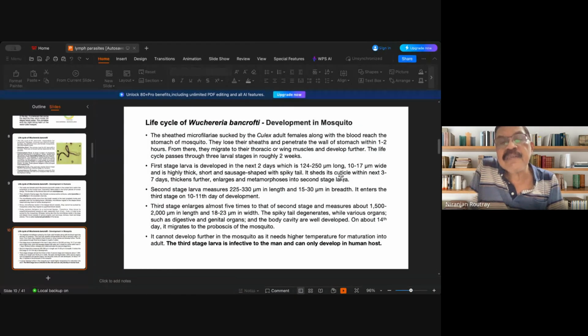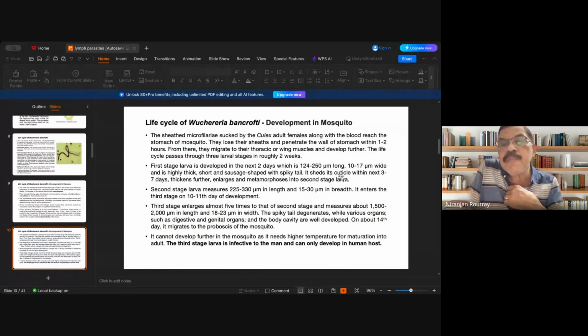It enters the third stage of development on the 10th to 11th day of their hatching, which means the 10th to 11th day of their entry into the mosquito body. The third stage enlarges almost 5 times that of the second stage. So in each stage, there is an elongation and an enlargement of the body, and ultimately it reaches around 1,500 to 2,000 micrometers in length. The spiky tail degenerates, while various organs which were in an underdeveloped condition develop completely.